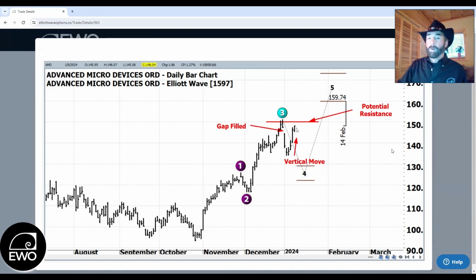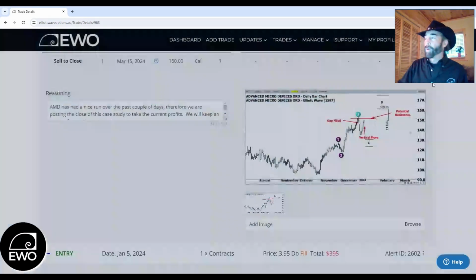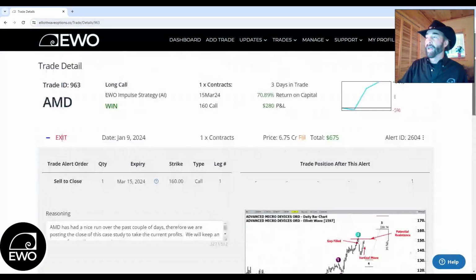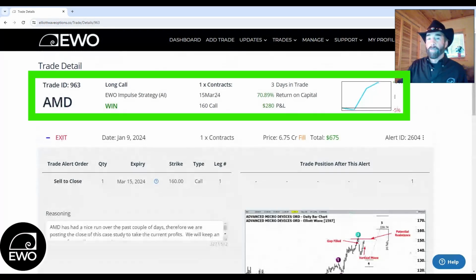We'd had a vertical move. That means an infusion of implied volatility into the calls. We're nearing resistance. We filled the gap, and that was a logical point to go ahead and take profits, on top of the fact that when we can generate over 70% in 3 days, I'm going to take that every time. So that goes to a profit exit, not necessarily a technical price target exit. And both of those play in when you're deciding on when to enter and when to exit trades.